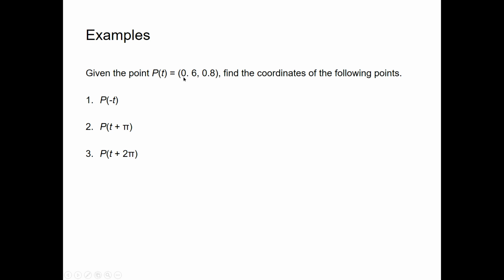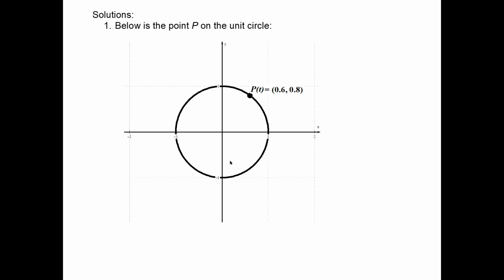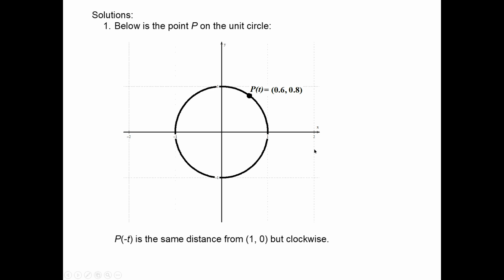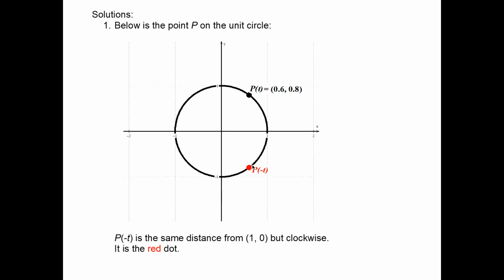Given the point P of t is 0.6, 0.8, find the coordinates of the following points: P of negative t, P of t plus pi, and P of t plus 2 pi. So here's P of t with coordinates 0.6, 0.8. The first question wanted us to find P of negative t. So same distance, but clockwise. So down here, P of negative t. Notice I've gone below the x-axis. The y-coordinate changes sign. So this should be 0.6, negative 0.8.